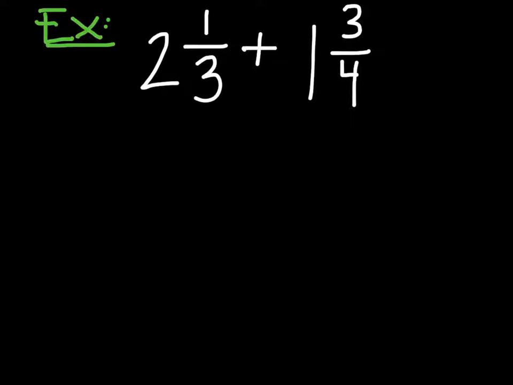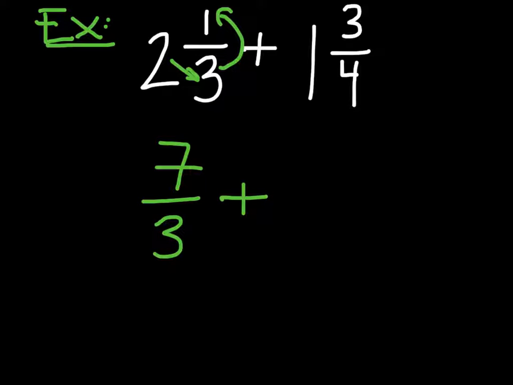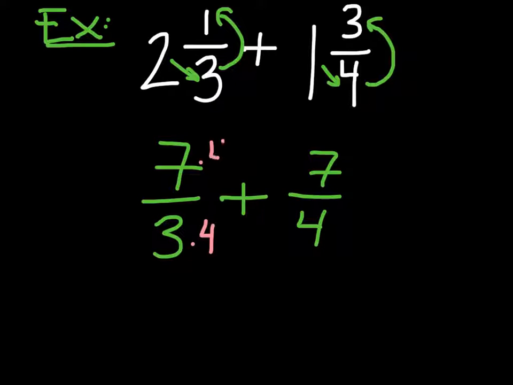So, for example, on this one, we'll take 2 times the 3, which is 6, plus 1 gives you 7/3. We're going to add that to 1 times 4, which is 4, plus 3, which is 7/4. Now, do we have common denominators yet? No, we do not, but we need them. So we're going to multiply this side by the 4, this side by the 3.